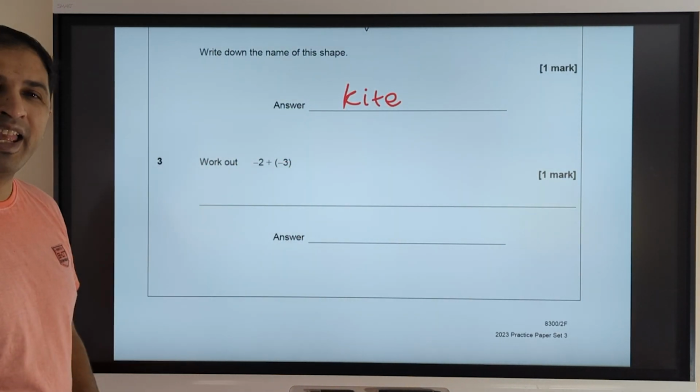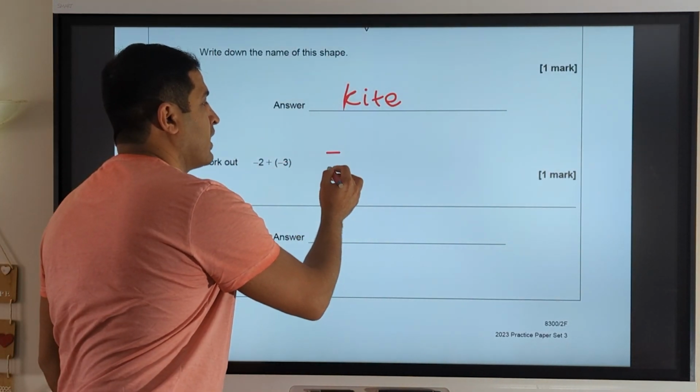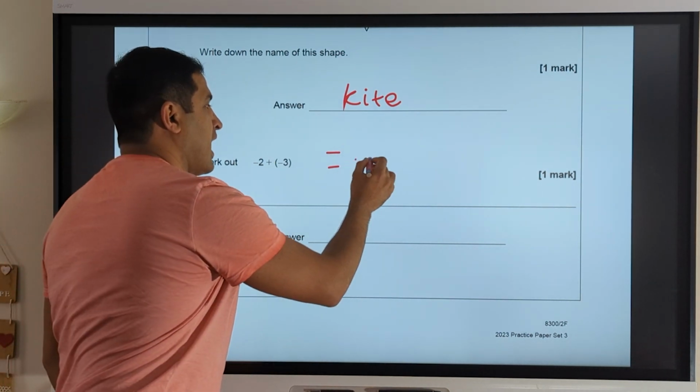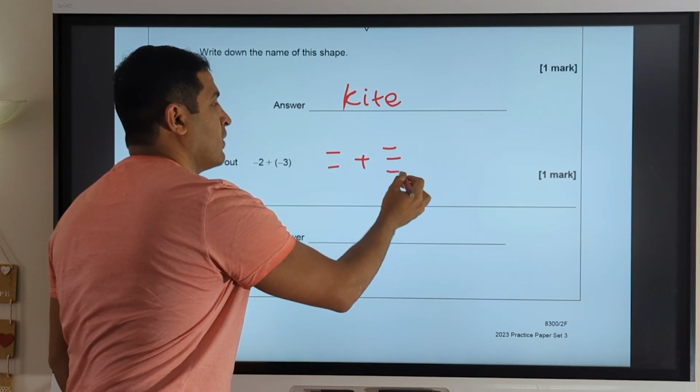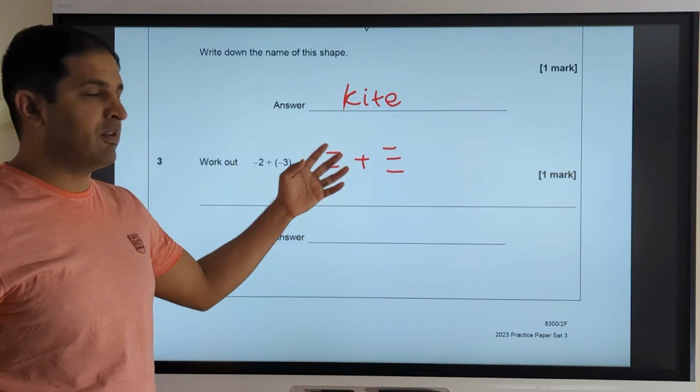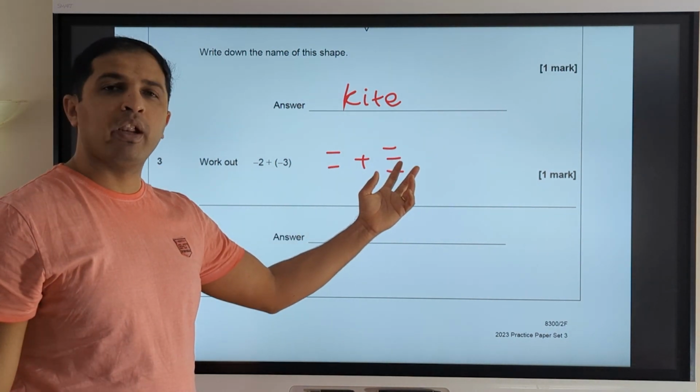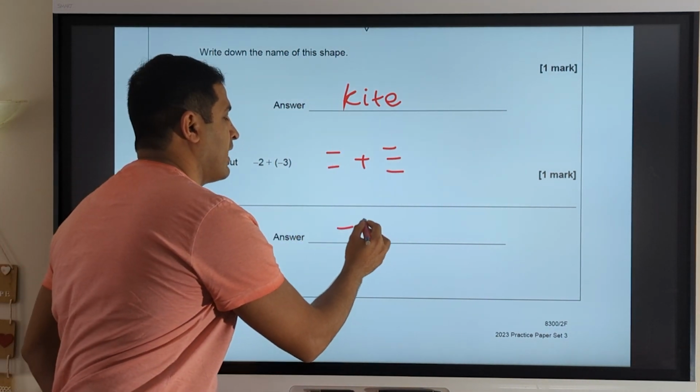-2 and -3. So you have 2 negatives, 1 and 2. And then you're adding 3 more negatives, 1, 2, and 3. So altogether, if you think about it, I've got 2 and 3 more negatives, so we get -5, 5 negatives.